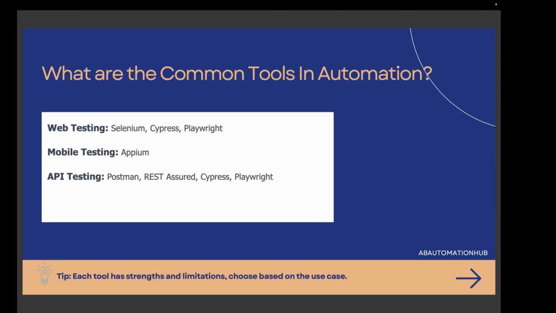And for API testing, you can mention Postman. If you're manually testing API, then Postman is one of the best tools available in the market. You can also write your scripts in Postman. But for other automation, you can go with Rest Assured, Cypress, Playwright. Once you understand the concept, switching between tools is not that hard. Each tool has its own strength and limitation. Choose based on your use.